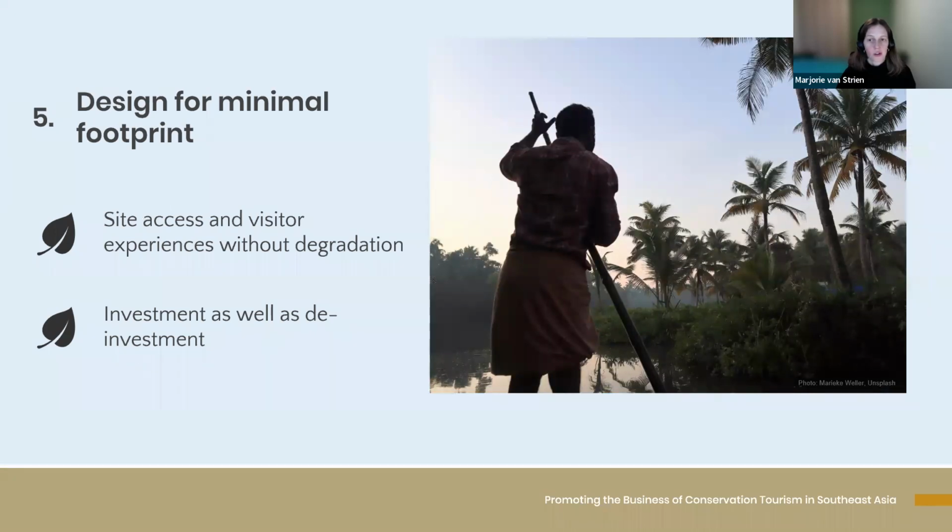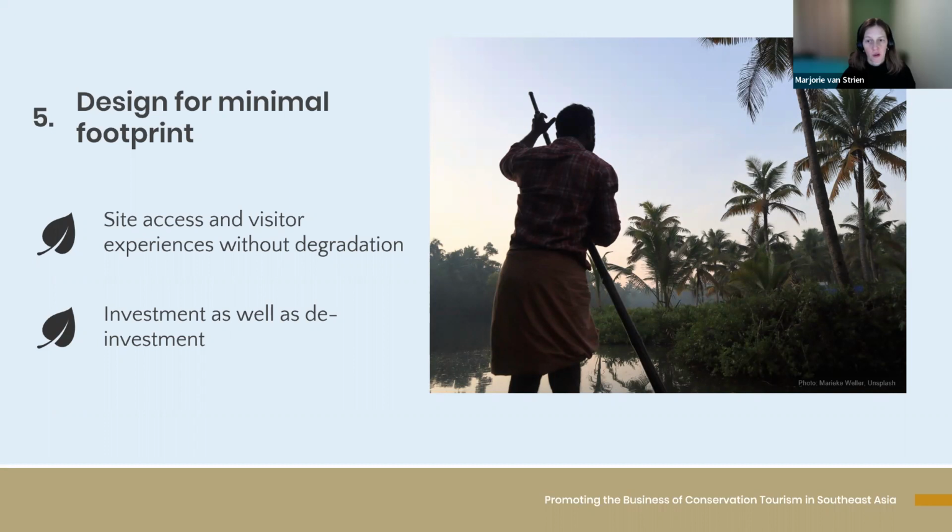Now, obviously, conservation tourism is designed to have a minimal footprint. This requires careful thinking and planning of the investment in infrastructure and facilities, and also the management of the visitor experiences. Then those are carefully designed following a low impact, high value approach.